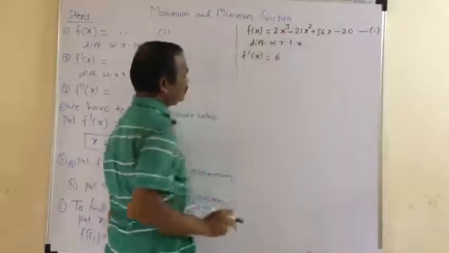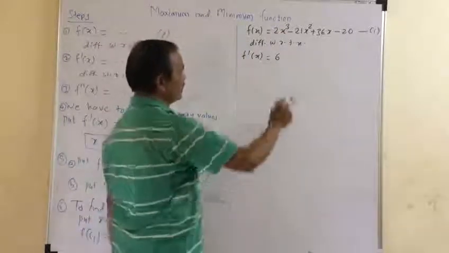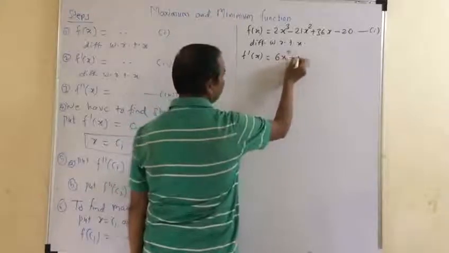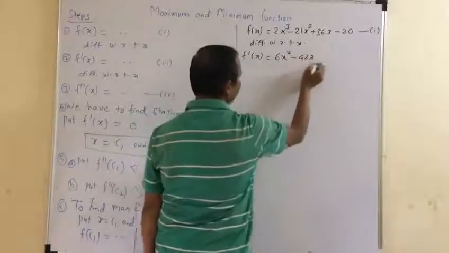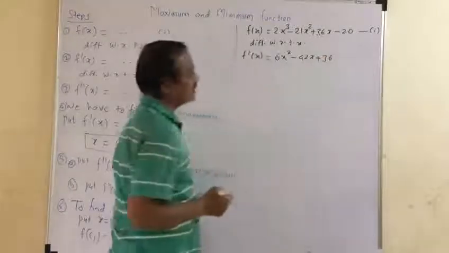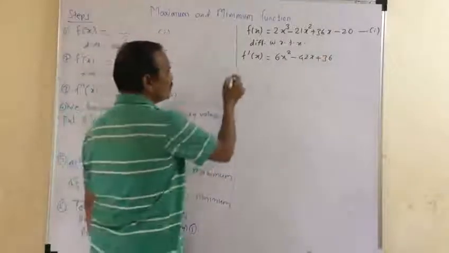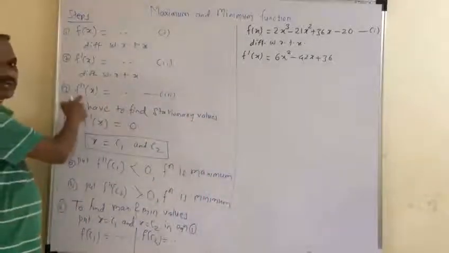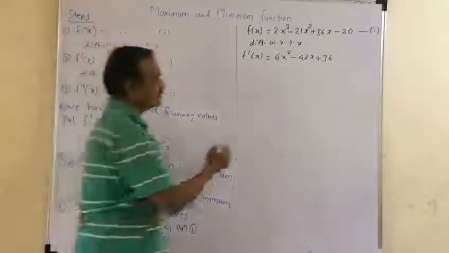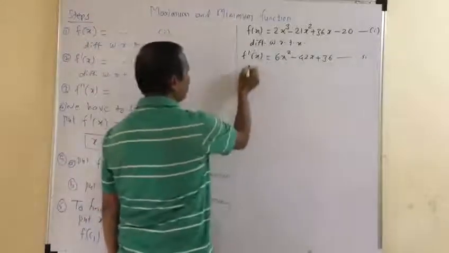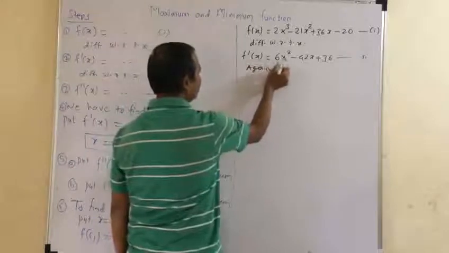The derivative of x cube is 3x square, multiplied by 2. We get 6x square minus 42x plus 36. Now we have to again differentiate this equation to get the second derivative. Now this is our second step.